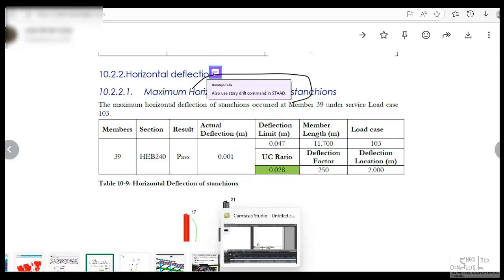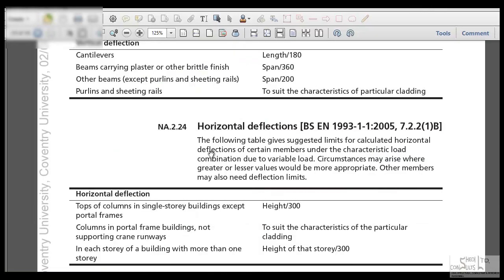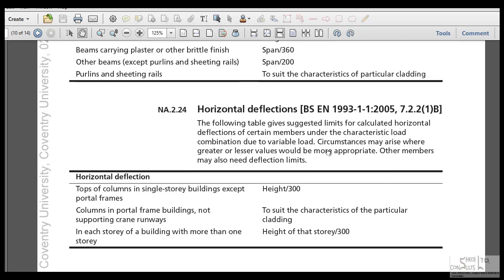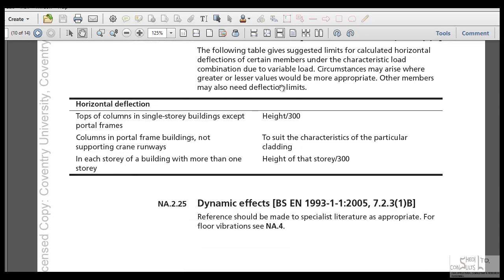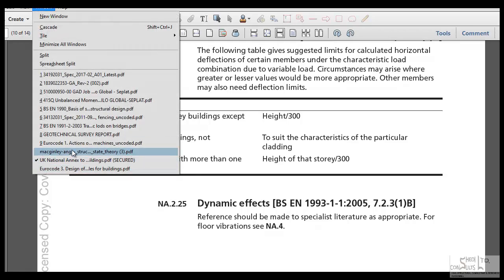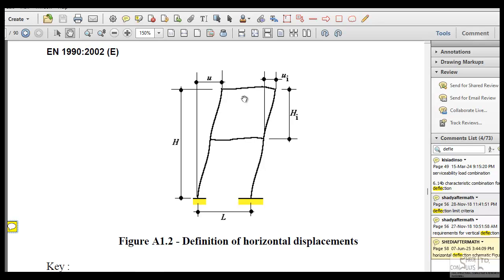Let's look at what the code specifies. Now, the UK National Annex specifies that the following table gives suggested limits for the calculated horizontal deflection under the characteristic load combination due to variable actions alone. Now, it says that in each story of a building with more than one story, so this refers you back to EN 1990. So this is telling you this, with more than one story, in each story of a building with more than one story.